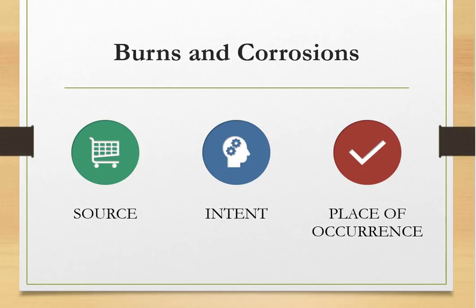External cause codes. Now, we haven't talked a lot about external cause codes. That's actually our next session. But an external cause code should be used with burns and corrosions to identify the source and the intent of the burn, as well as the place of occurrence. And again, we'll talk about those in our next session.